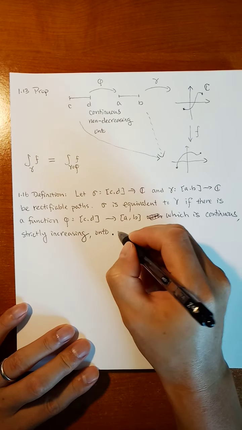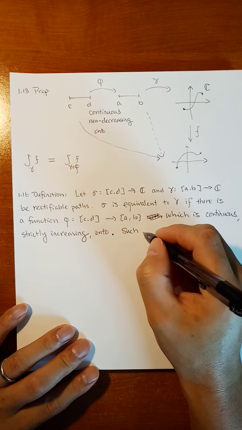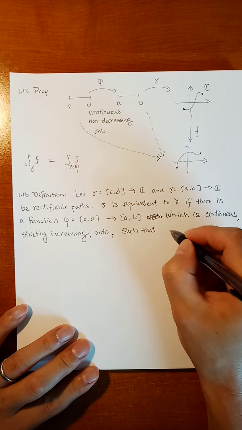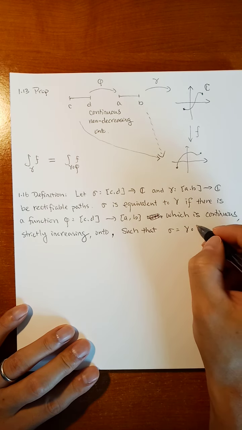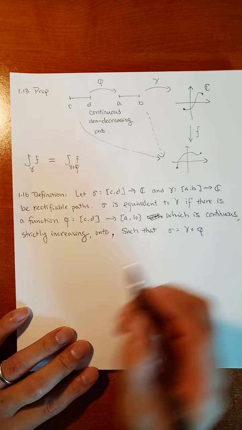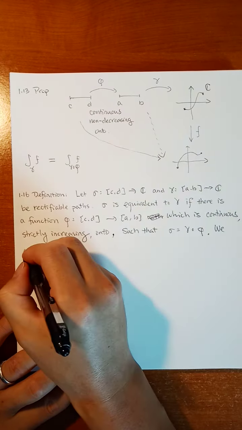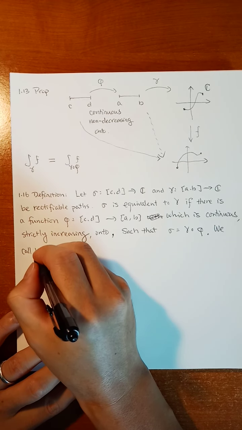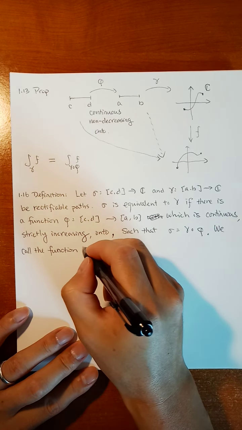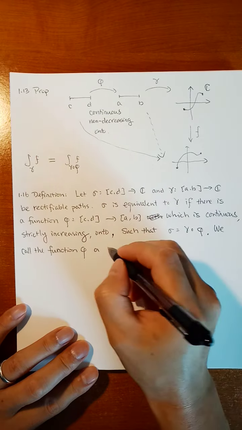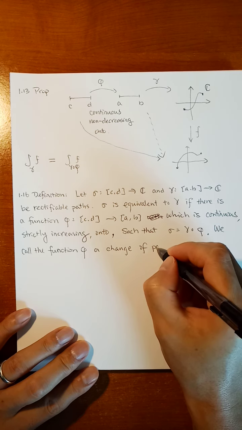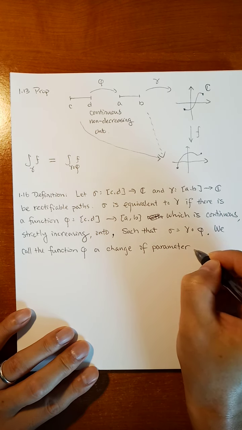Such a phi is onto, with another additional condition such that sigma is gamma composed with phi. Now we're not done. Sigma is gamma composed with phi, and we call the function phi a change of variable, a change of parameter.